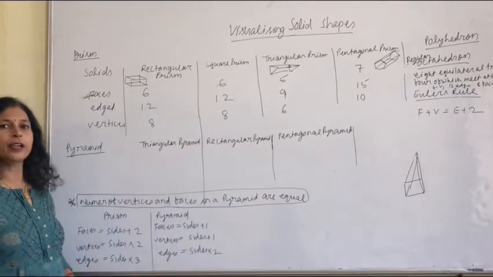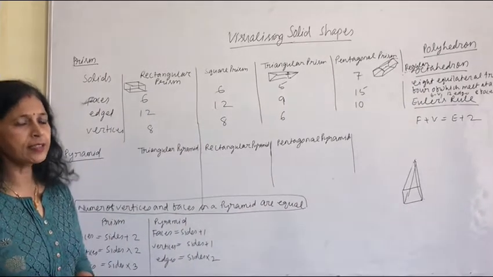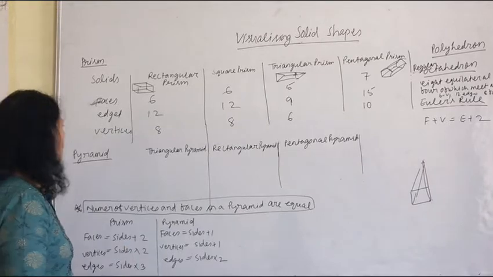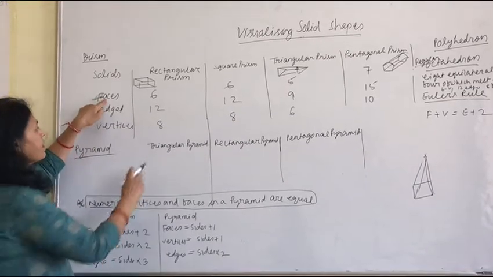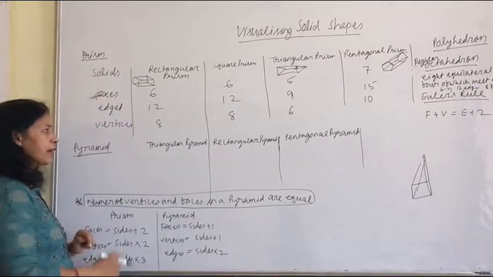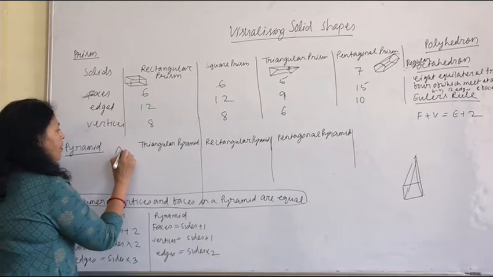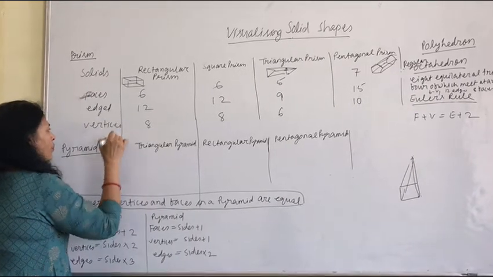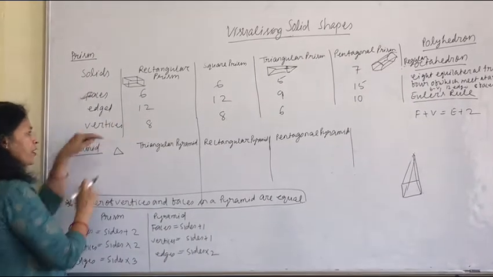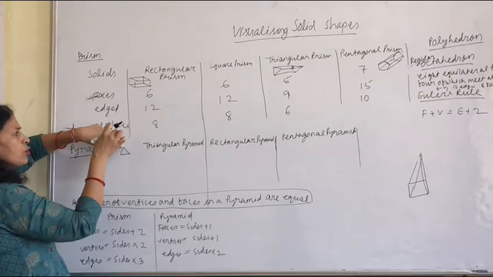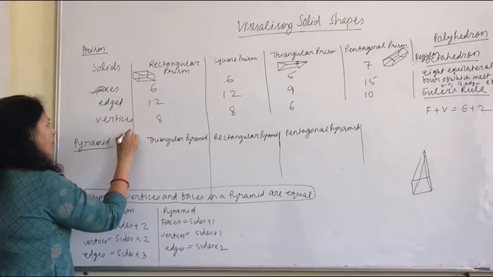In a pyramid, the number of faces and the number of vertices are equal. Suppose now we look at the faces in a triangular pyramid. Triangular pyramid means the base has a triangular shape. We join one point above, and we join these points, these triangles, to this.